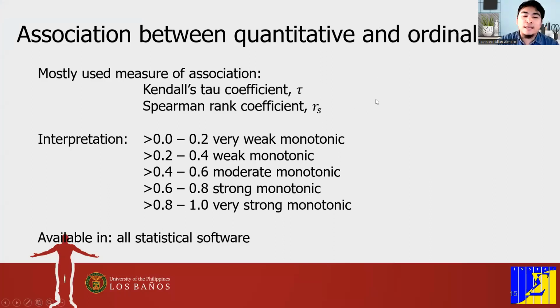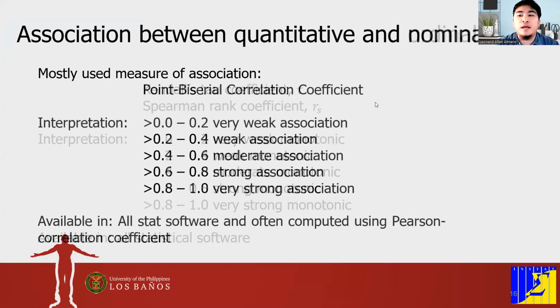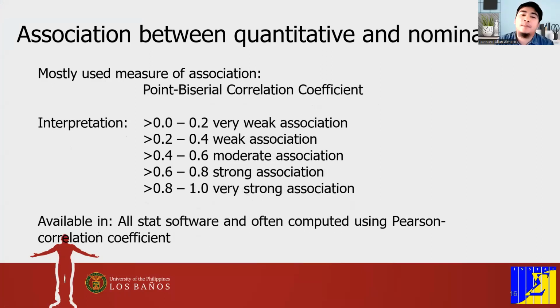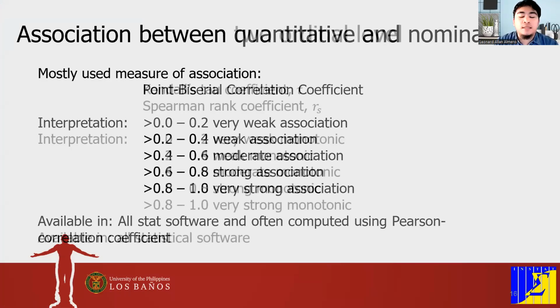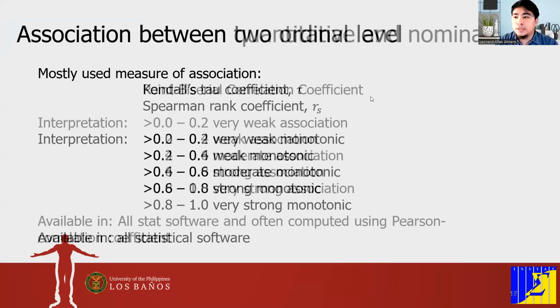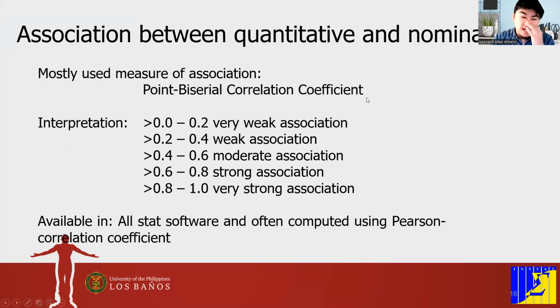So, next naman na scenario ay what if we have quantitative and nominal naman? So, ang ginagamit po dito is the point biserial correlation coefficient. Now, itong point biserial po, ginagamit ito kapag mostly dalawa yung categories mo. Example, sa nominal, yung sex mo, male and female. So, ang interpretation po dito, same lang ulit. Ganun lang ulit. Very weak. Now, this time, association yung term natin.